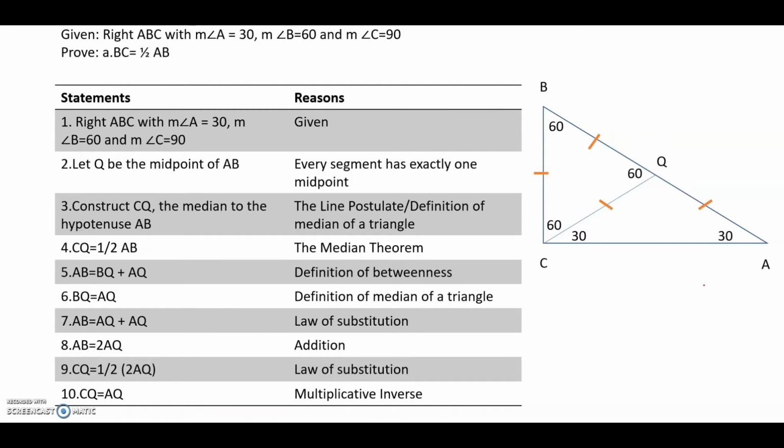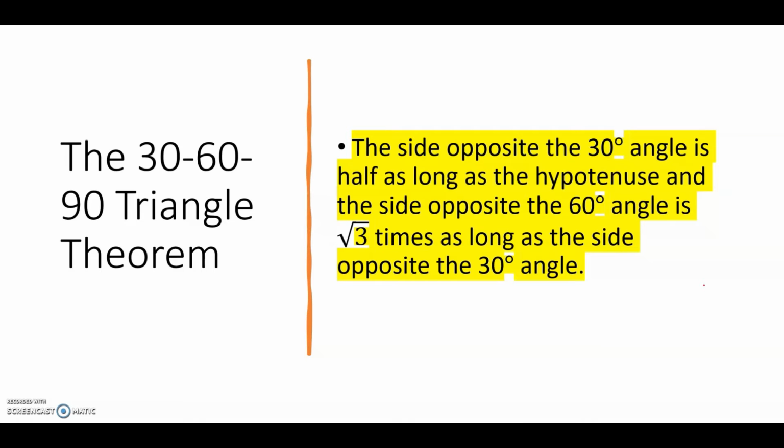So let us first prove those sides that were mentioned in the 30-60-90 triangle theorem, which is the side opposite the 30-degree angle is half as long as the hypotenuse, and the side opposite 60 is square root of 3 times as long as the side opposite the 30-degree angle.